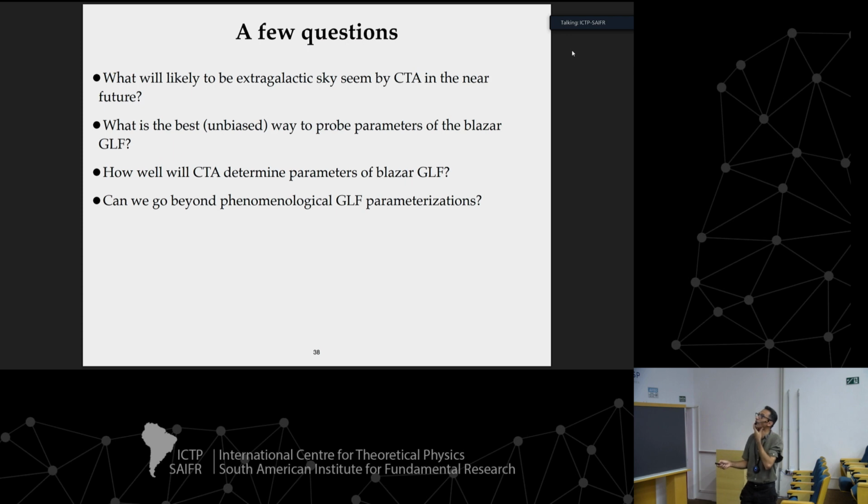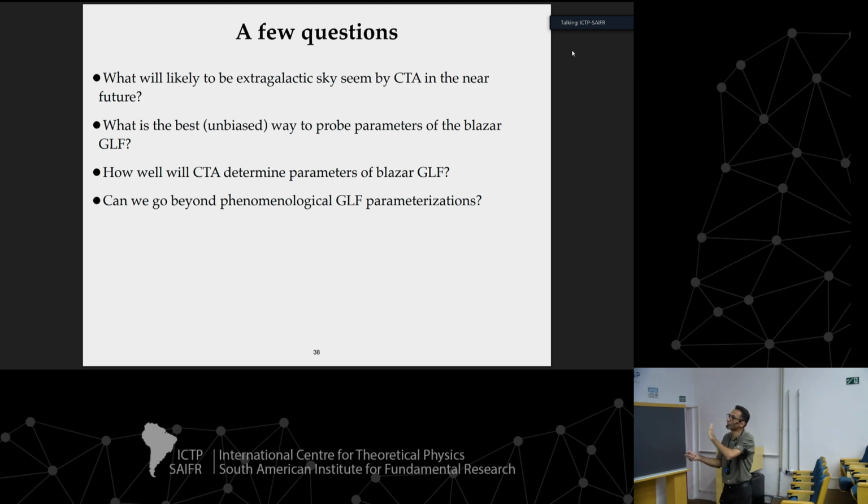Okay, so then a few questions that we would like to answer. What is likely to be the extragalactic sky seen by CTA in the near future? That's one thing we want to answer. What is the best, unbiased way to probe the parameters of the blazar gamma ray luminosity function? How well will CTA determine the parameters of this GLF? And can we go beyond this phenomenological approach, right? Can we put some physics into these calculations of the gamma ray luminosity function, okay?